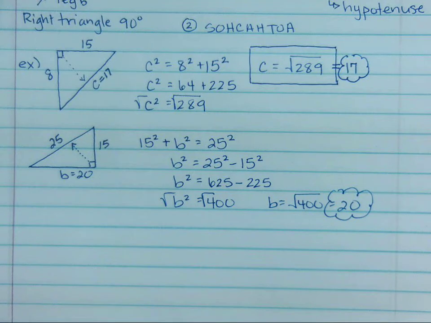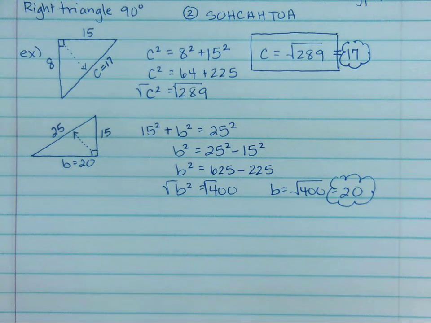All right, so using the Pythagorean theorem, we are able to find the missing length of any side of a right triangle as long as we know two of the other sides.